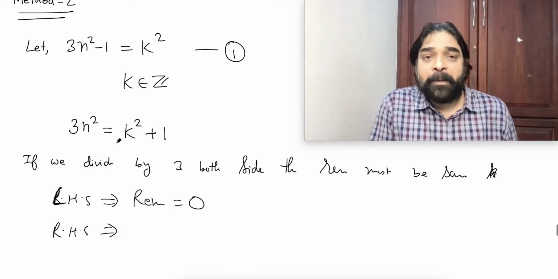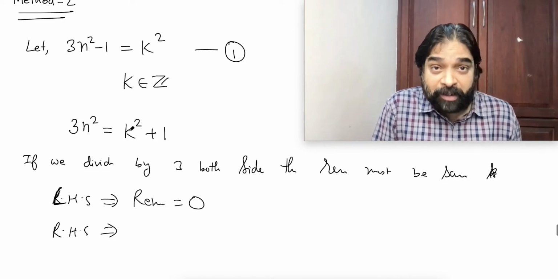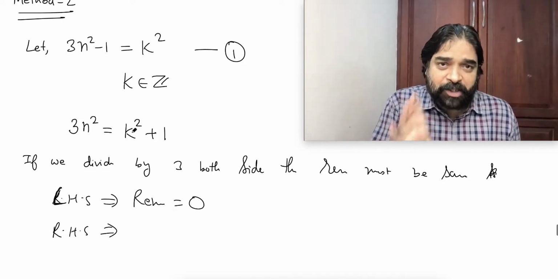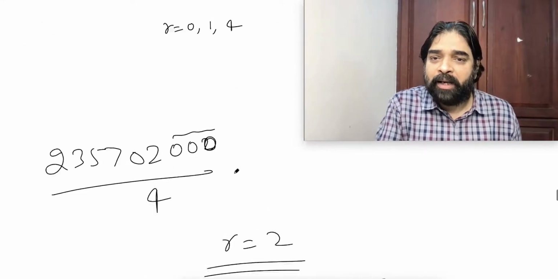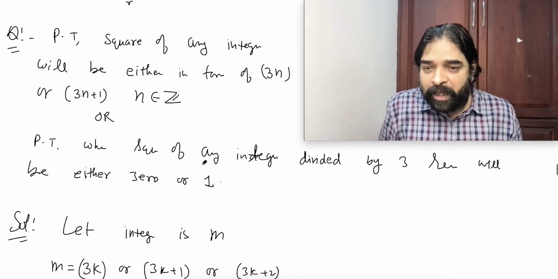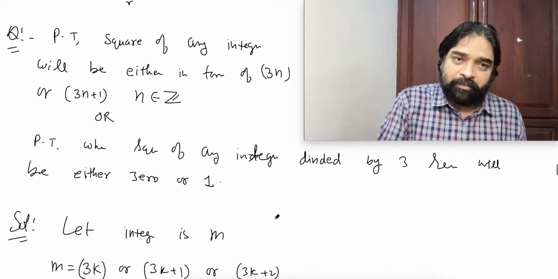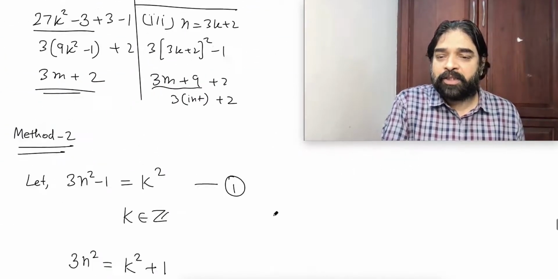If you divide by 3, think of k square. You already assumed it's a perfect square of an integer. So if you divide by 3, the remainder will be either 0 or 1. Why? Prove that when the square of any integer is divided by 3, the remainder will be either 0 or 1. In the second lecture, we discussed that. So those things you have to use.